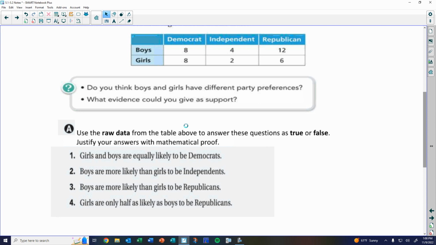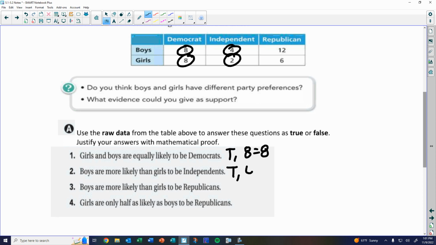Okay? Keeping it simple. Boys and girls are equally likely to be Democrats. What'd you say here? True. Why? Yeah, 8 and 8 have the same number, right? So true. Okay. That's the raw data. That's what it says, right? Boys are more likely than girls to be independents. True. Why? Yeah, you got 4 boys and 2 girls. So according to this, yeah, 4 is greater than 2. Boys are more likely than girls to be Republicans. Yeah, because you got 12 boys and 6 girls, right?